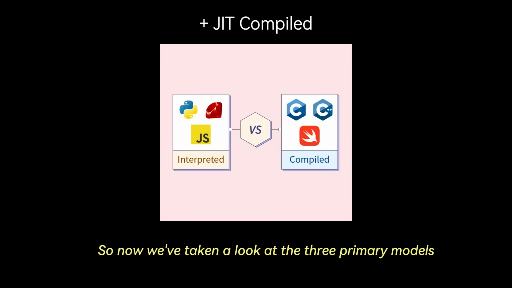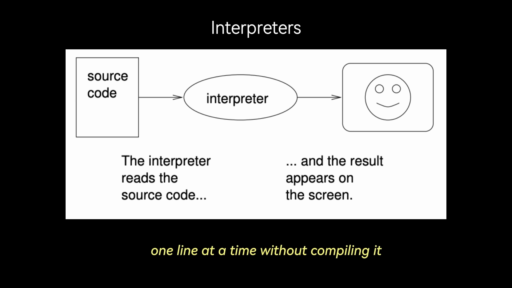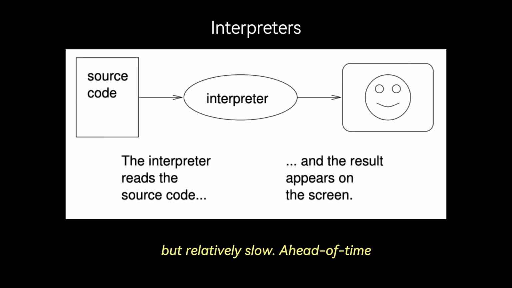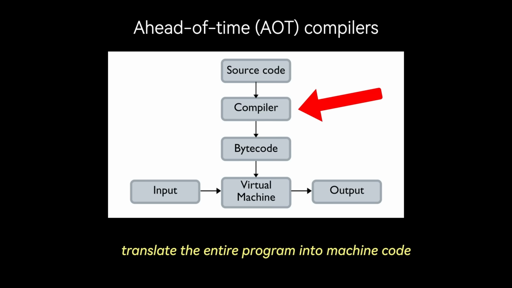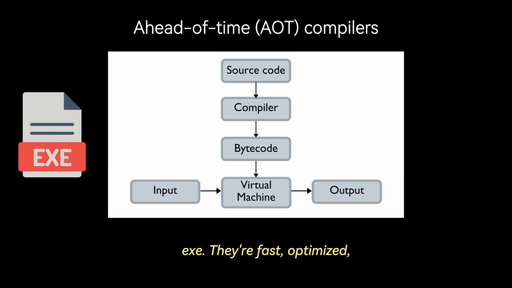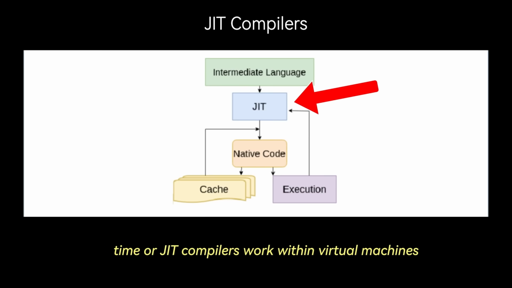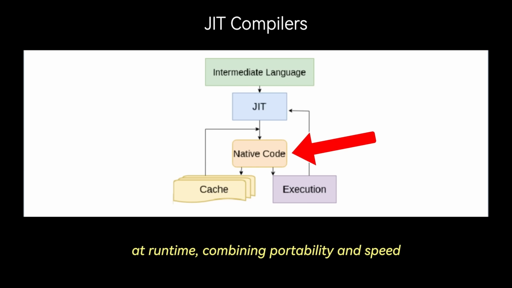So now we've taken a look at the three primary models. Interpreters execute code one line at a time without compiling it. This makes them very flexible and good for debugging, but relatively slow. Ahead of time or AOT compilers translate the entire program into machine code ahead of time, producing an executable file like a .exe. They're fast and optimized, but less dynamic. And just-in-time or JIT compilers work within virtual machines. They interpret bytecode initially, then compile frequently used sections into machine code at runtime, combining portability and speed.